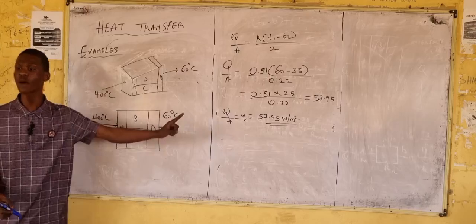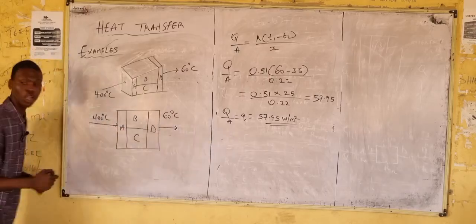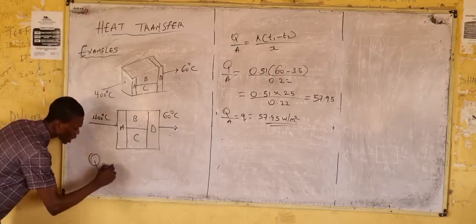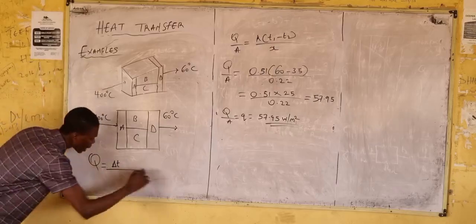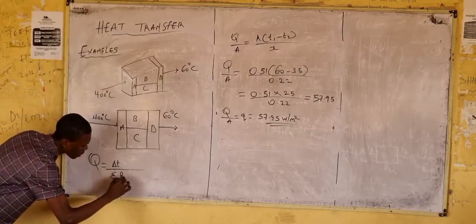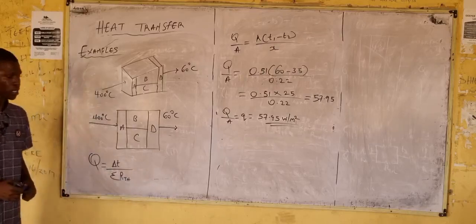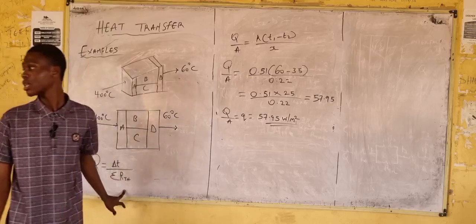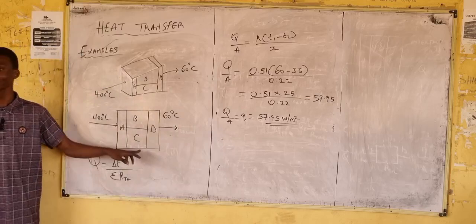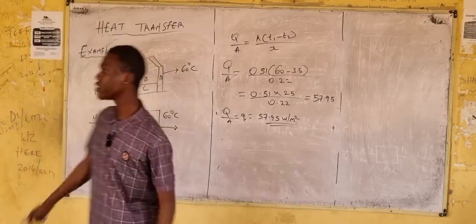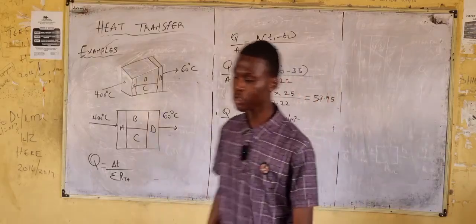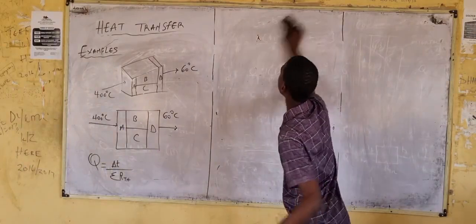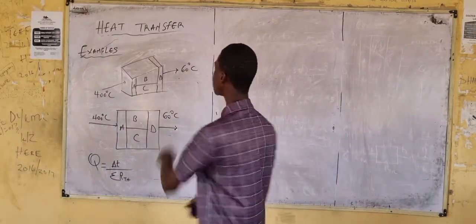Now, first thing first, we have to calculate the heat transfer. What was the formula that we obtained? We said that for a composite wall, the formula Q is equal to the change in temperature divided by the summation of what? Thermal resistance, right? Now, this is the formula we are going to use here. But before using this formula, let's draw the thermal circuit of this diagram.